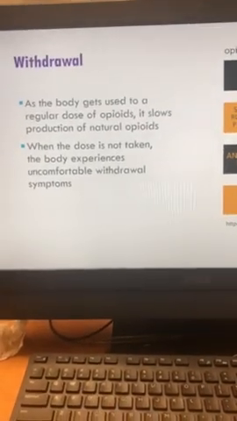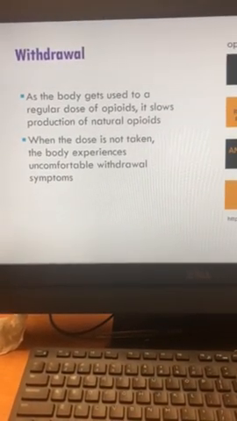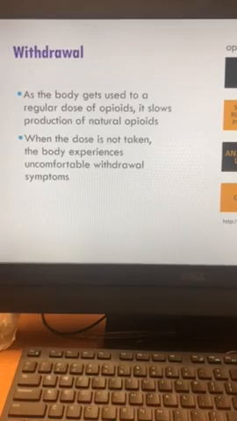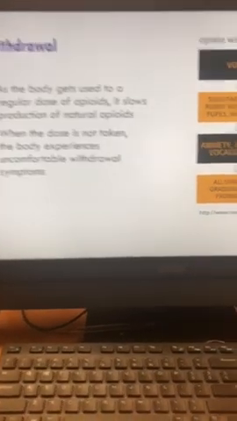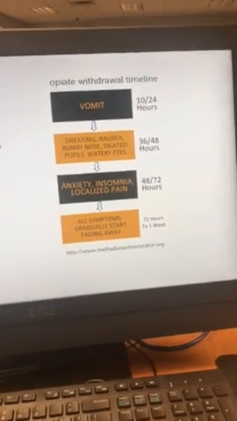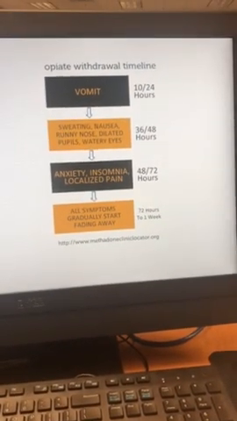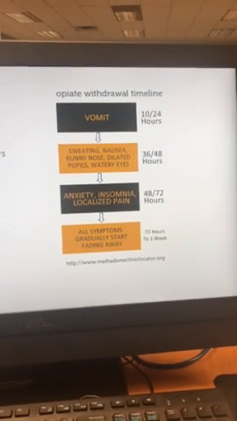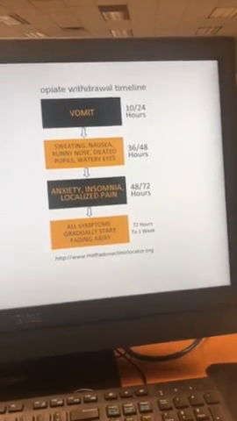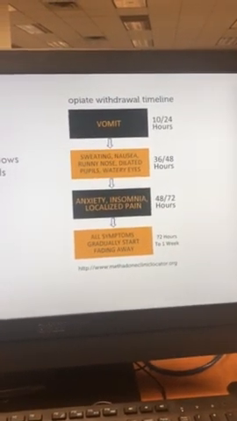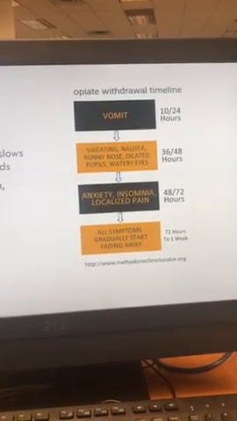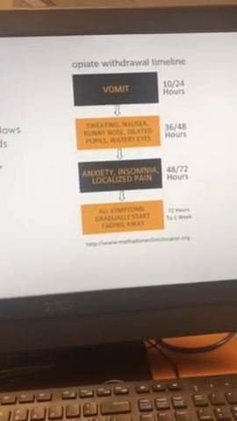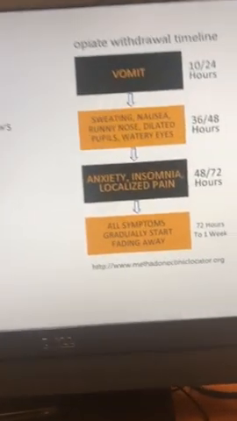Withdrawal. As the body gets used to a regular dose of opiates, it slows production of natural opiates. When the dose is not taken, the body experiences uncomfortable withdrawal symptoms. The opiate withdrawal timeline states that at 10 to 24 hours, you vomit; at 36 to 48 hours, you have sweating, nausea, running nose, dilated pupils, and watery eyes; at 48 to 72 hours, you start experiencing anxiety, insomnia, and localized pain. All symptoms gradually start to fade away within 72 hours to 1 week.